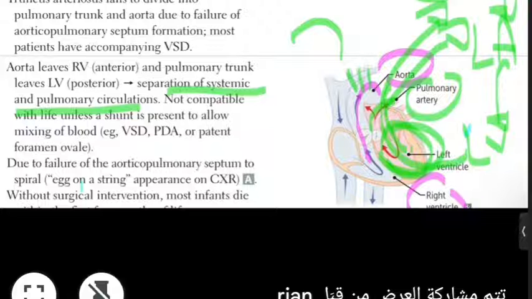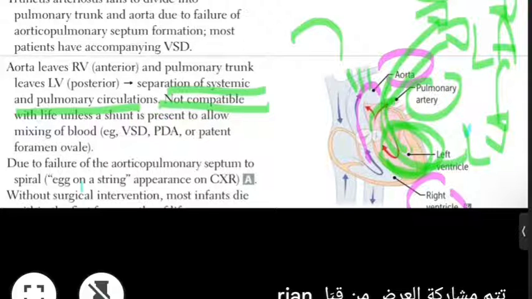So there is a total separation between the systemic and the pulmonary circulation. Okay? So it is not compatible with life. No one can survive with this. His brain is taking deoxygenated blood, his organs are taking deoxygenated blood, the liver, the kidney. Yes? So how will he survive?